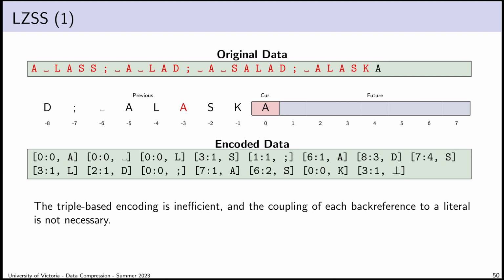So I think this triple-based encoding is inefficient. Now, the idea of having triples isn't inherently the problem here. It's the constraint that we require every literal to be coupled to a back reference and vice versa. If I notice that there are places where I could generate 2 back references in a row, I'm not allowed to do that here, because every pair of back references must be separated by a literal. Similarly, if I notice a bunch of literals in a row, so A, space, L at the beginning, I have no choice but to generate a bunch of meaningless back references because of this forced pairing of back reference and literal. So to me, that seems like an easy thing to fix.